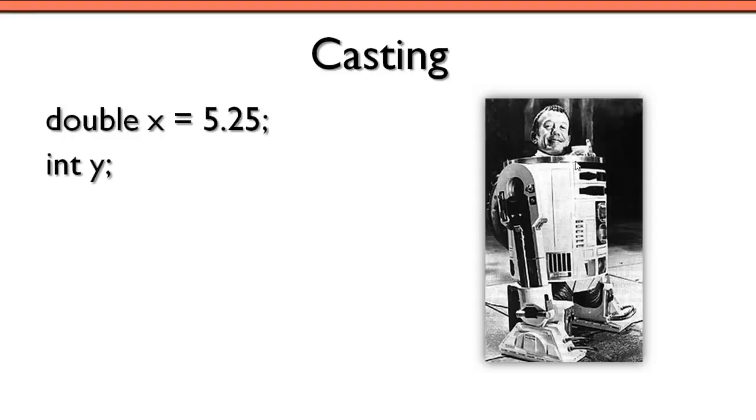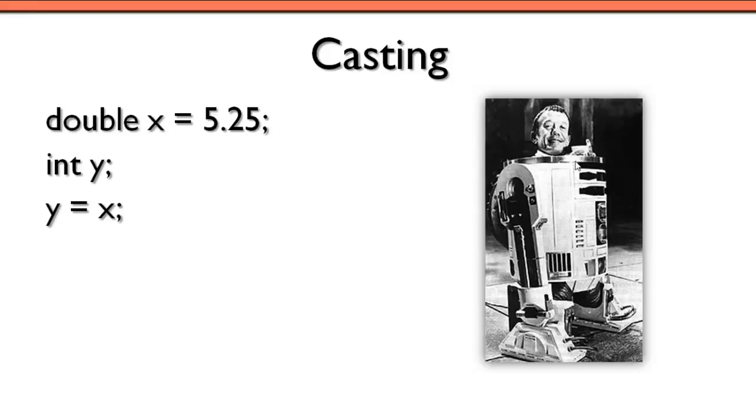So say we had the following C++ code. We have a declaration of a variable of type double called x, and we're assigning the value 5.25. And then below that, the declaration of a variable of type int, with the name y. If we do this assignment operation where we assign the value of x to y in C++, what are we doing? We're taking a value that's of type double, which may be represented by 8 bytes, and storing it into a variable that only has space allocated for 4 bytes.